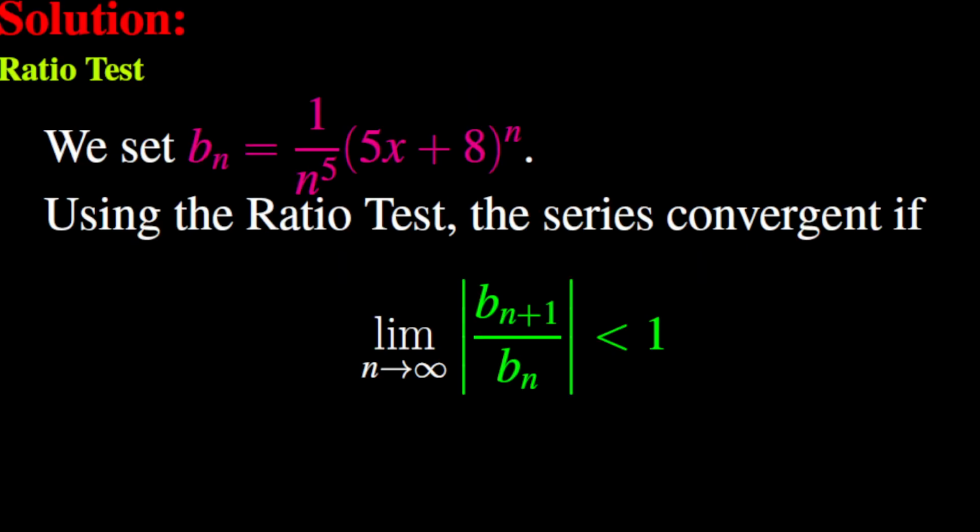We define the sequence b_n as 1 over n to the power 5 times (5x + 8) to the power n. In order to determine the interval of convergence of the series, we will use the ratio test. The series converges if the limit of the absolute value of the ratio of the n plus 1 term to the nth term is less than 1.